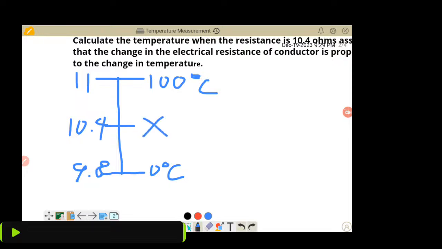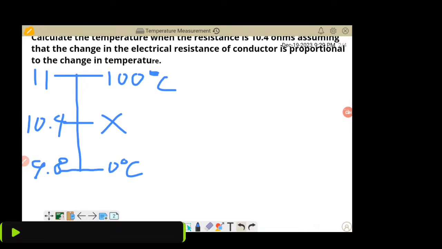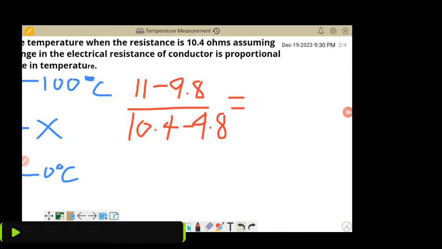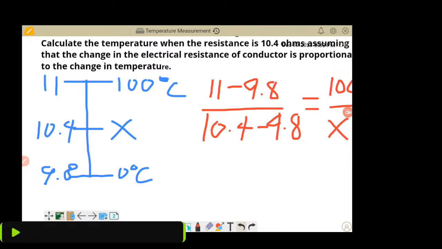Okay, so let's call it X again. Using the same approach that we used in the first one, we can say the resistance reading representing the upper fixed point minus resistance reading representing the lower fixed point, which is 9.8, over the resistance reading at point X minus lower fixed point reading. And let's equate this one to what this degree Celsius part will give us. That is 100 minus 0 over X minus 0. I want to believe this is clear to us before I proceed.